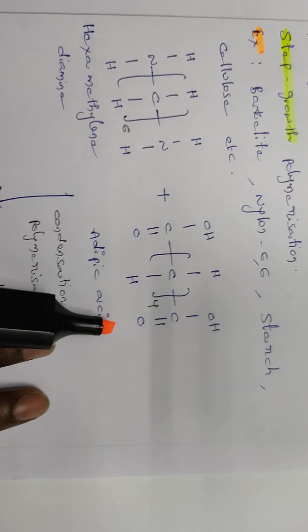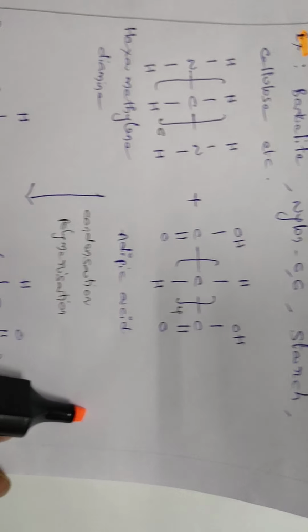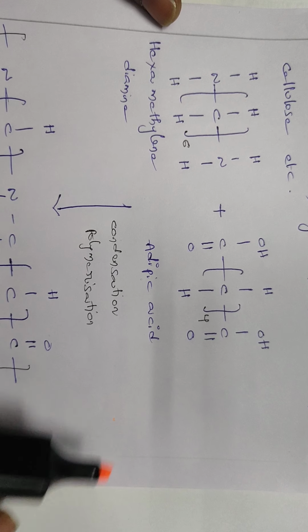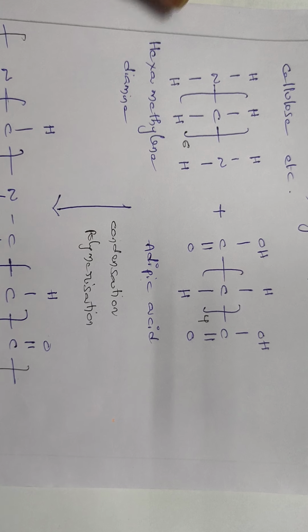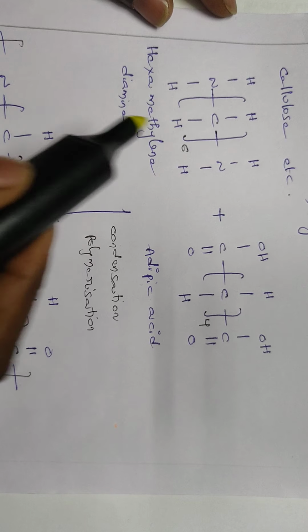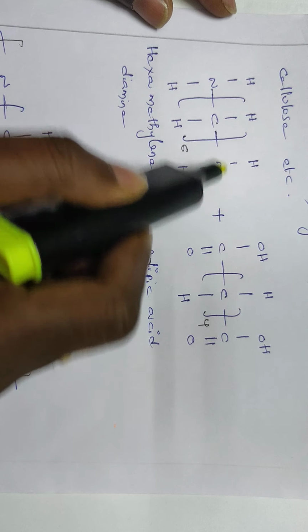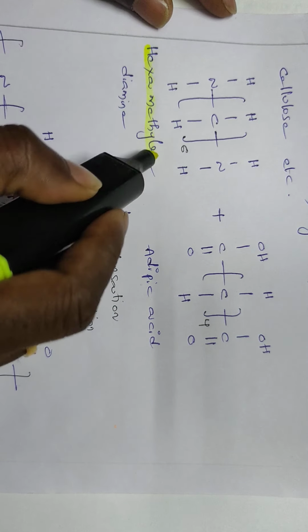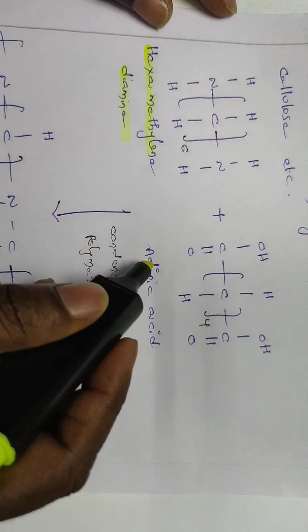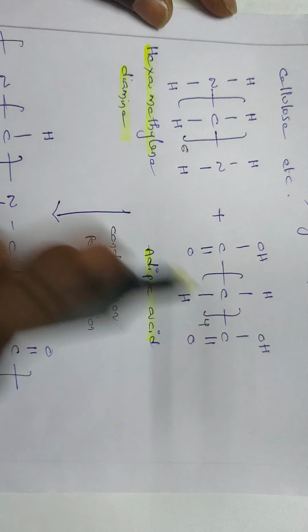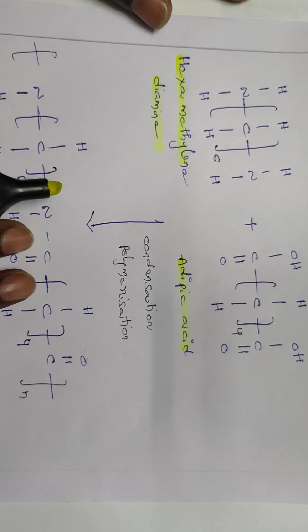For example, if you take nylon 66, it is a combination of hexamethylene diamine and adipic acid. Hexamethylene, CH2 6 times, NH2. It is hexamethylene diamine. And adipic acid, tetramethylene dicarboxylic acid. It is called adipic acid.